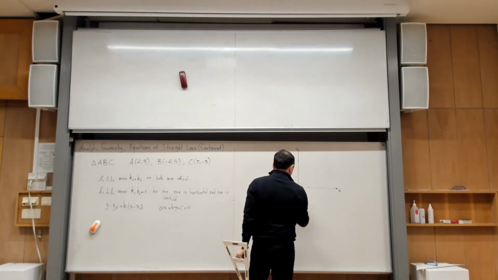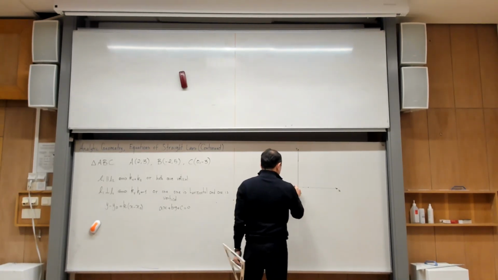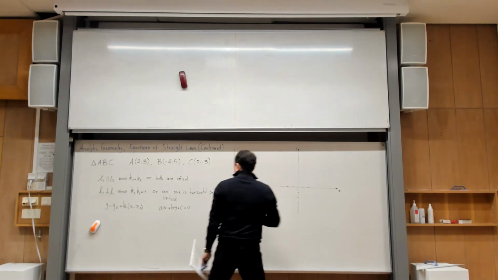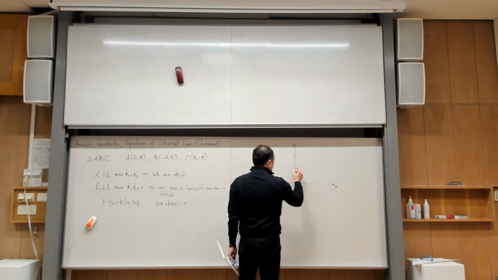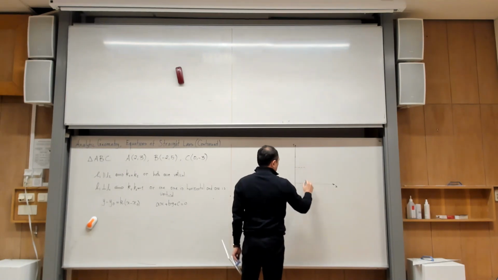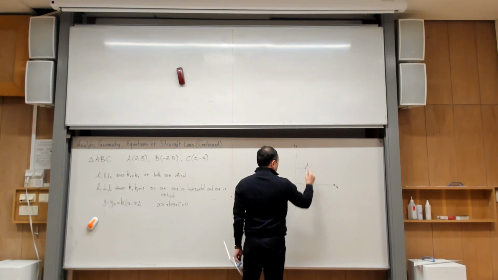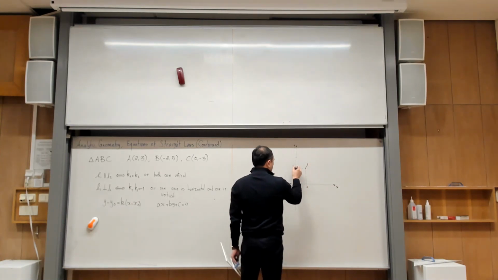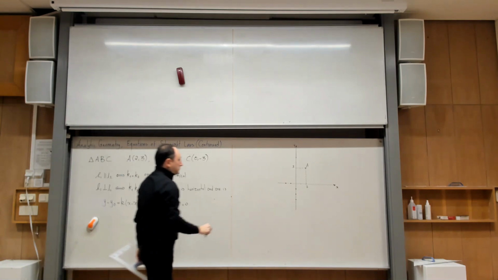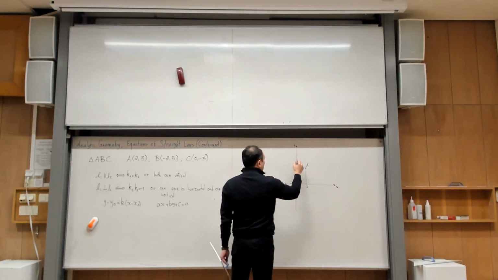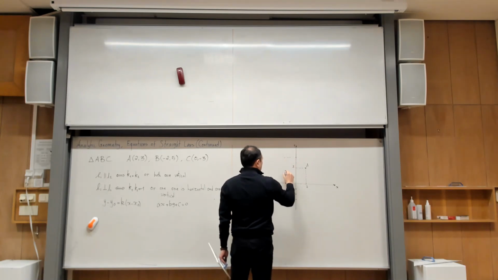So you really don't need to pay attention to the real details here. So here, A is 2 and 3. So this is my A. This is point A, 2 and 3. And point B is minus 2 and 5. So it's minus 2 and 5, 4 and 5. So this is my B.